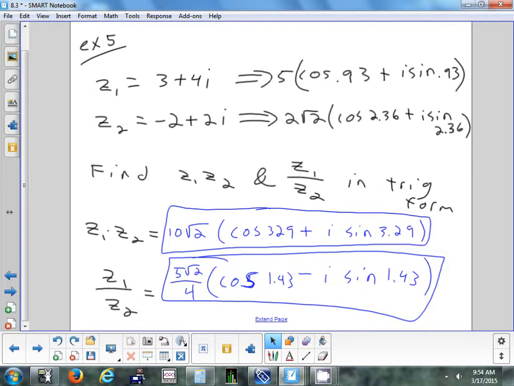Okay, so just remember those two steps. Either multiply your radii and add your angles, or divide your radii and subtract your angles. And it makes complex arithmetic with multiplication and division a lot easier.